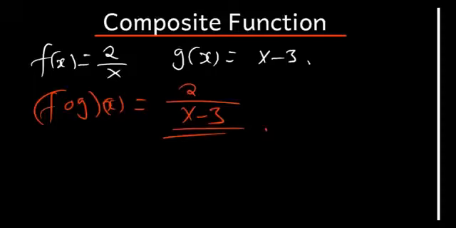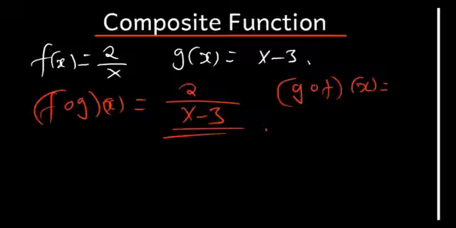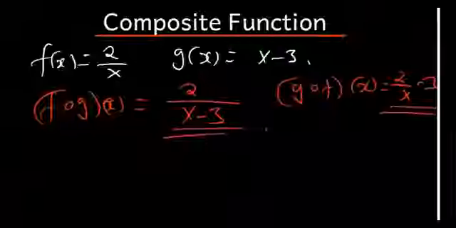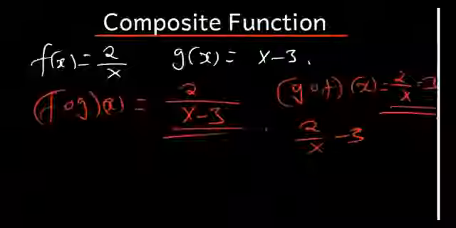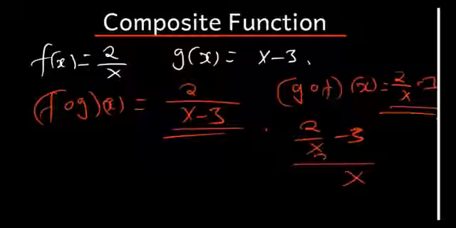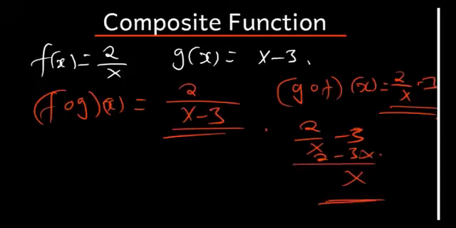Now what if they ask us to find g of f? That is going to be the opposite. What it means is that in the function of g, where there is x, we put f. So x, we are going to replace with that 2 over x. So it's going to be 2 over x minus 3. As simple as that. You can end there, or you can say that is the same as 2 over x minus 3, which is 2 minus 3x over x. So you can also end here, which is just the same as ending there.